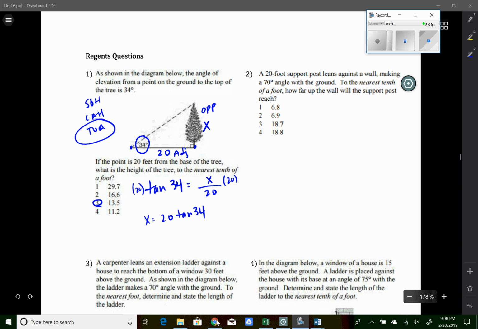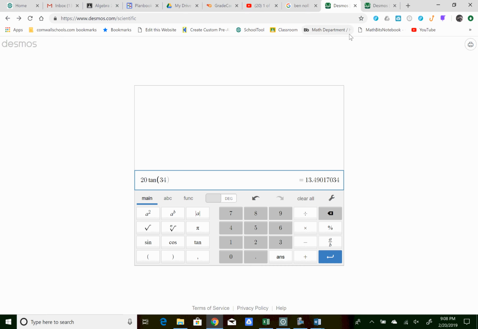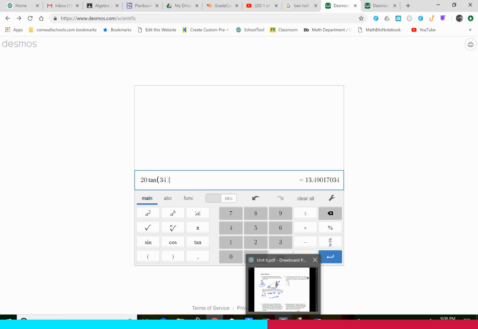Before I move on, for those of you watching the video, if you go to Desmos, there is a scientific calculator option for you. If you're at home doing your homework and you forgot to bring your calculator home or just don't have one, you could always use this as well. Just make sure you're in degree mode here.